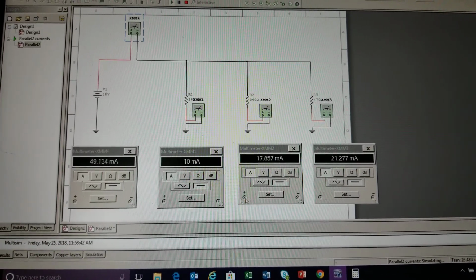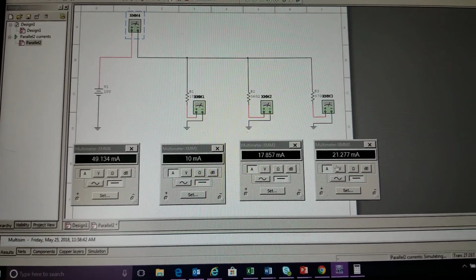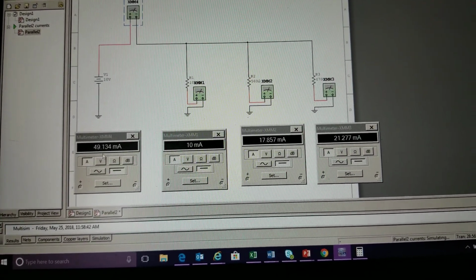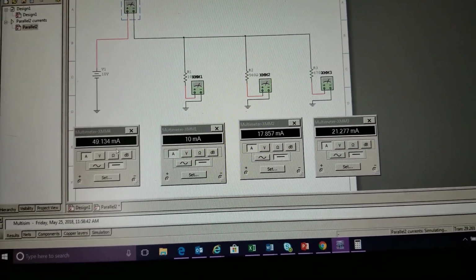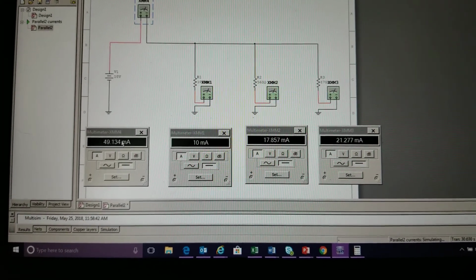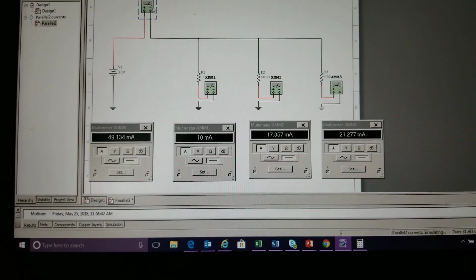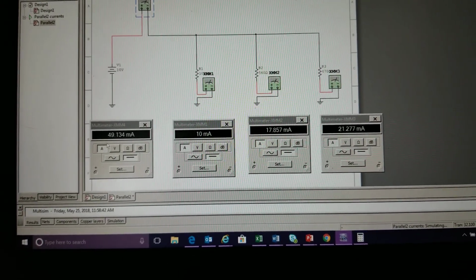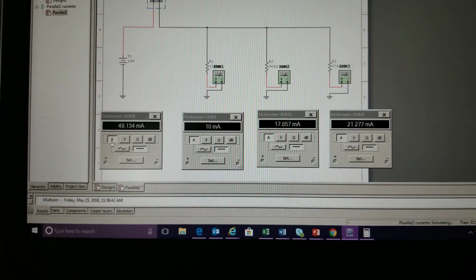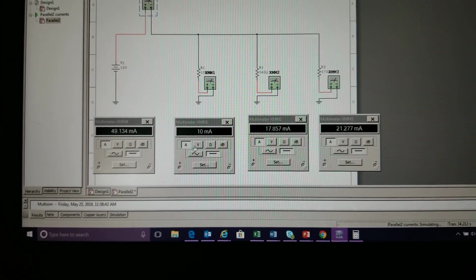So I have my 10 milliamps, 17.86, 21.3 for a total of 49.134. We have a little rounding differences, not a big deal. I replaced the meter that they had in here with this one because it gives me more accuracy. Notice each of the meters is set to read current.